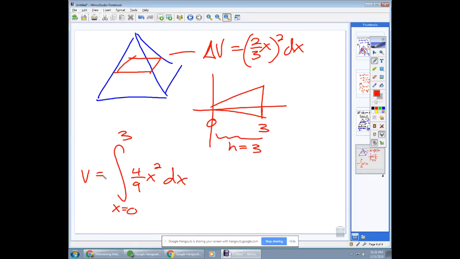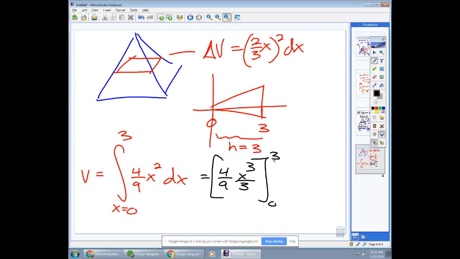So most of the work is in the setup. Is that an easy antiderivative to take? Yeah, the hard thing was setting it up. You've got to draw pictures to set these up. I can't do it without drawing pictures. All right, help me out. What's an antiderivative here? 4/9 x cubed over 3, right? Yeah. And then we have to integrate that from 0 to 3.